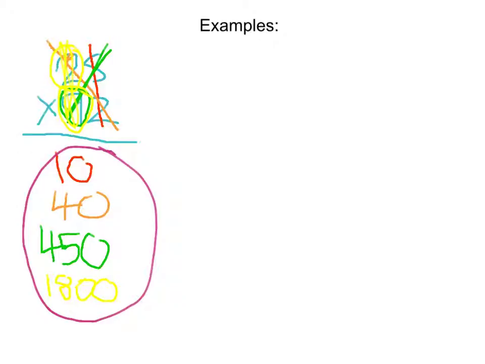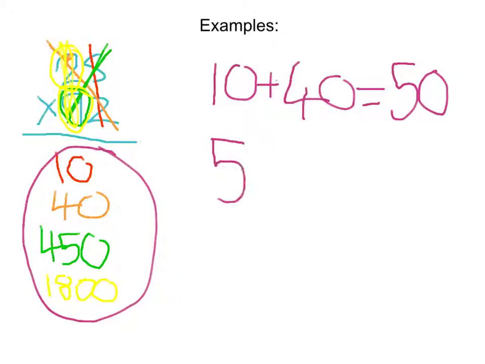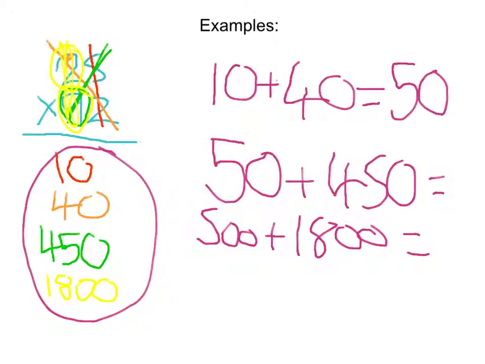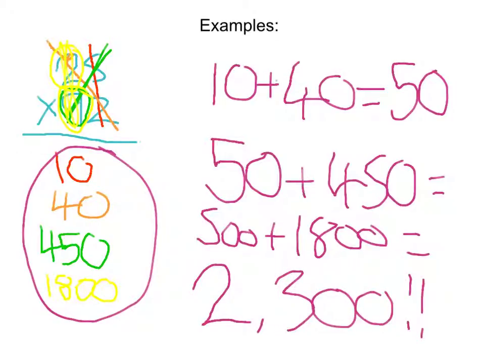So the first two, 10 plus 40 equals 50. And then 50 plus 450 equals 500. And then 500 plus 1,800 equals 2,300. And that's your answer. If you got that right, well done.